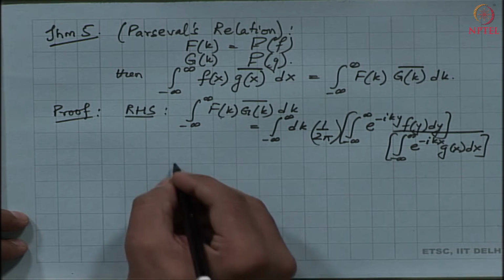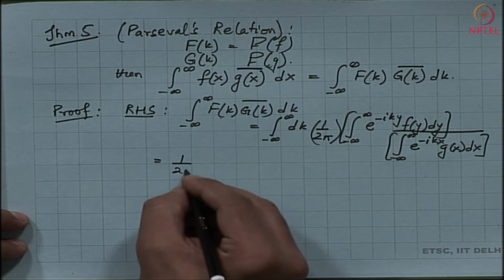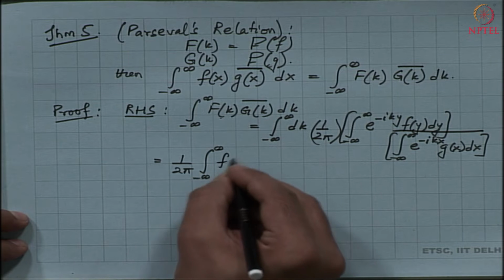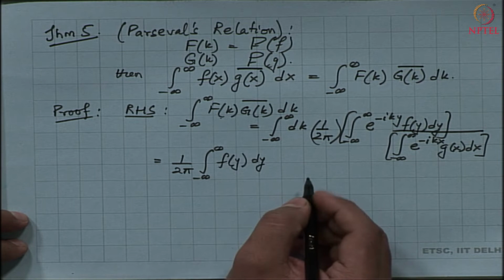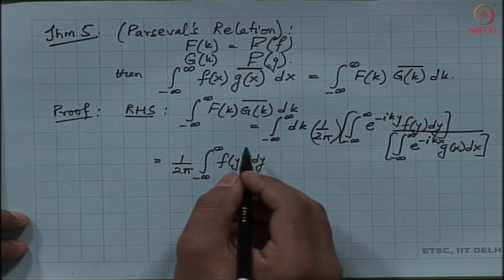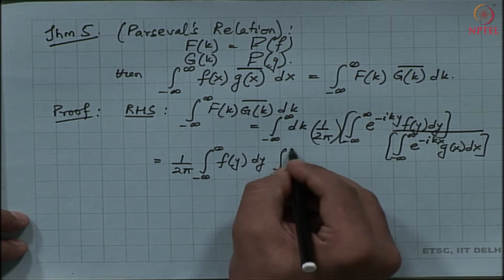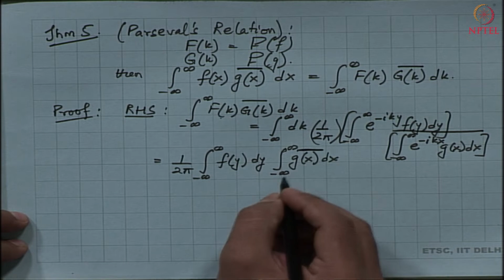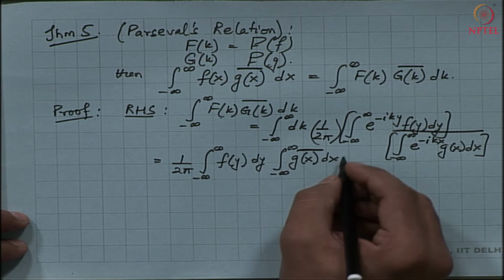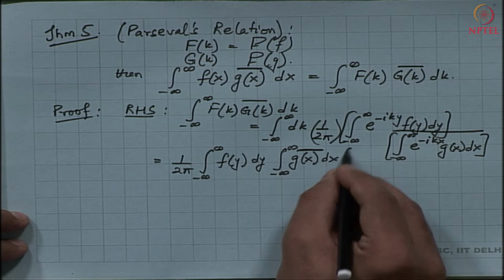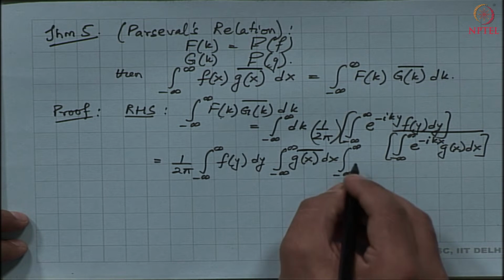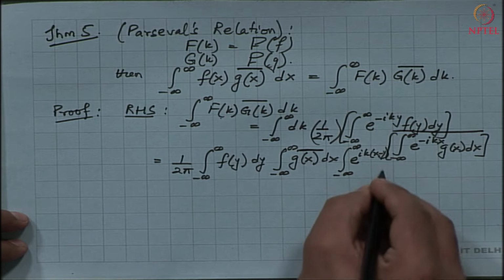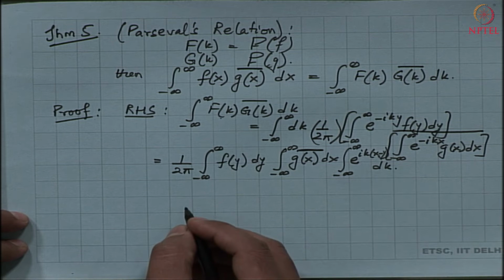Okay. So, then when I do that, I get 1 by 2 pi integral from minus infinity to infinity f of y dy. I have interchanged my integration variable here. So, the integral from minus infinity to infinity of g of x conjugate dx, and then I have another integral, that is the k integral from minus infinity to infinity of e to the power i k times x minus y dk. Okay.